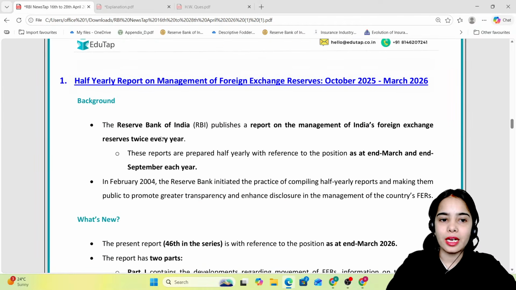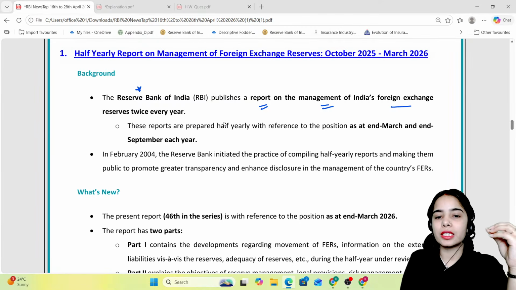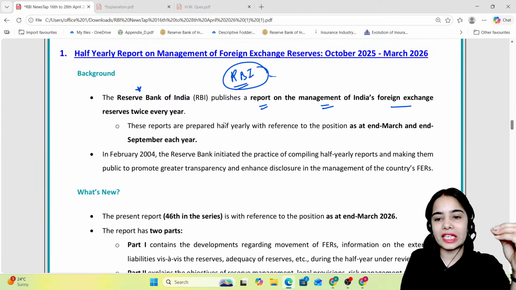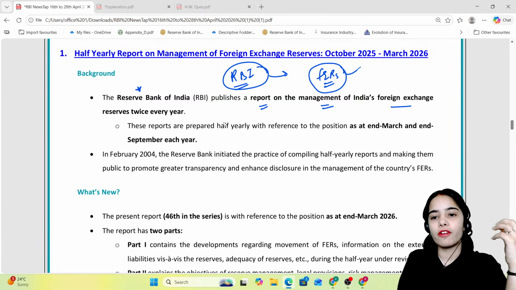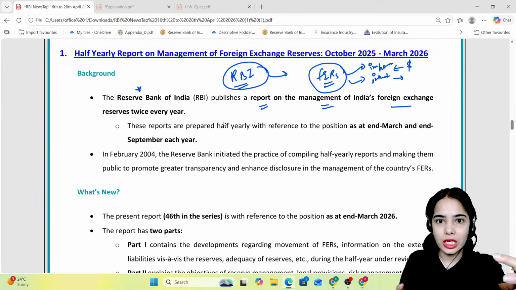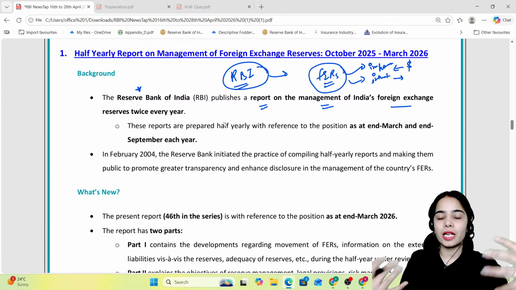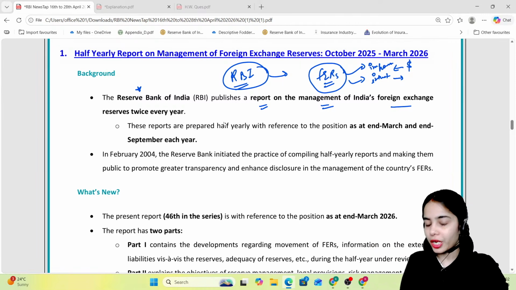Okay. Now, let's start with the report. First of all, the RBI publishes a report on the management of India's foreign exchange reserves twice every year. I hope you know that the Reserve Bank of India is the monetary authority that manages the foreign exchange reserves. These reserves can be used for paying dollars for the imports or paying for the interest on the loans that we have taken and such. They are the reserves held by the Reserve Bank of India that can help sustain the imports and the payments of our country. Okay, so that is the idea.